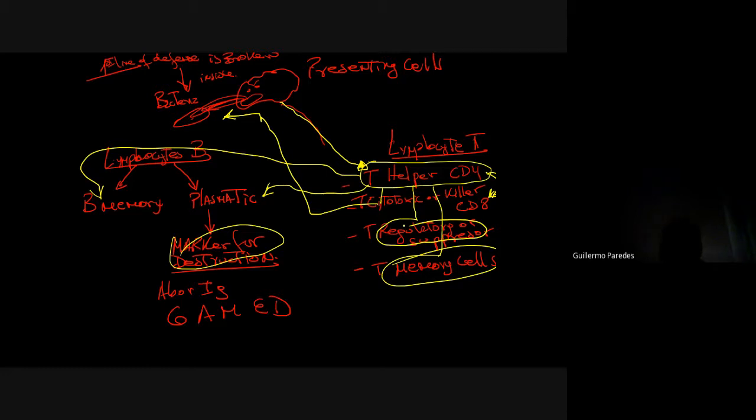Okay? So you need to remember the classification of the lymphocytes. Lymphocyte B: the B memory cell and the plasmatic cell, which produces the antibodies or immunoglobulin. And the lymphocytes T are going to be four: the T helper, the cytotoxic or killer, the regulatory, and the T memory cells.